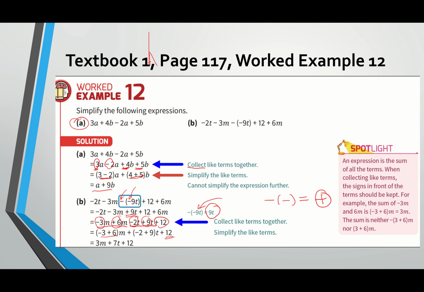Alright, now we are going to check your understanding by doing a quiz.